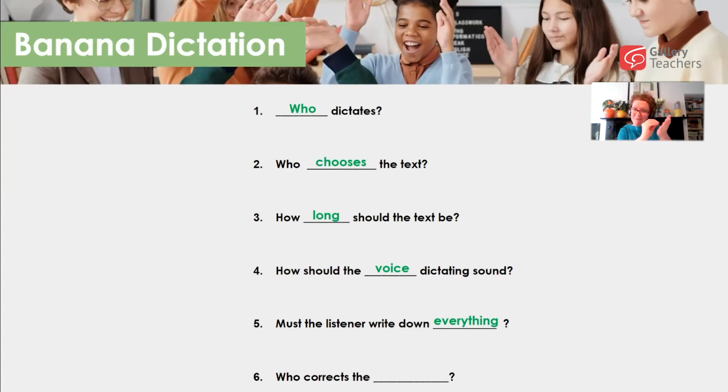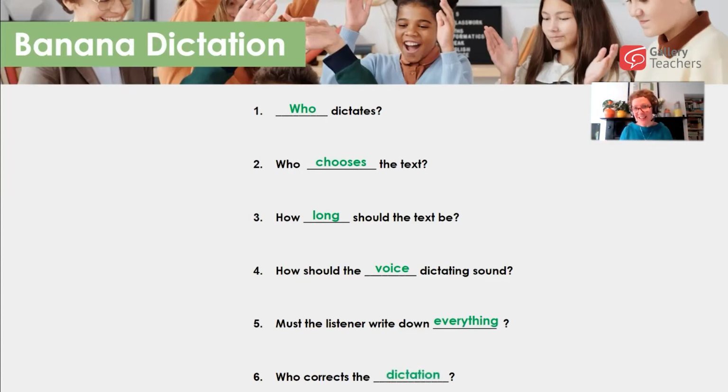They want to get every single word. If your students are a bit like that, using a text where you read at normal speed and they just have to write down keywords will encourage them to let go of that need to understand every single word, right? And for number 6, who corrects the dictation?